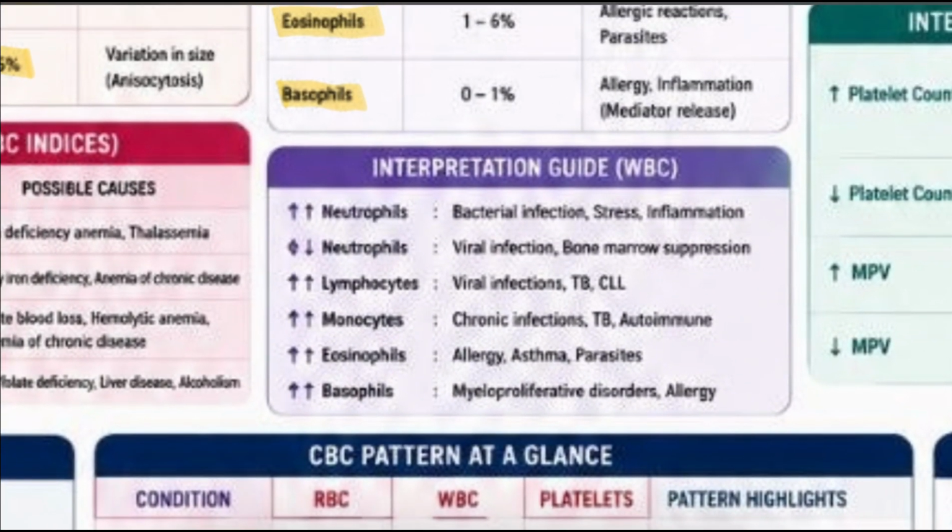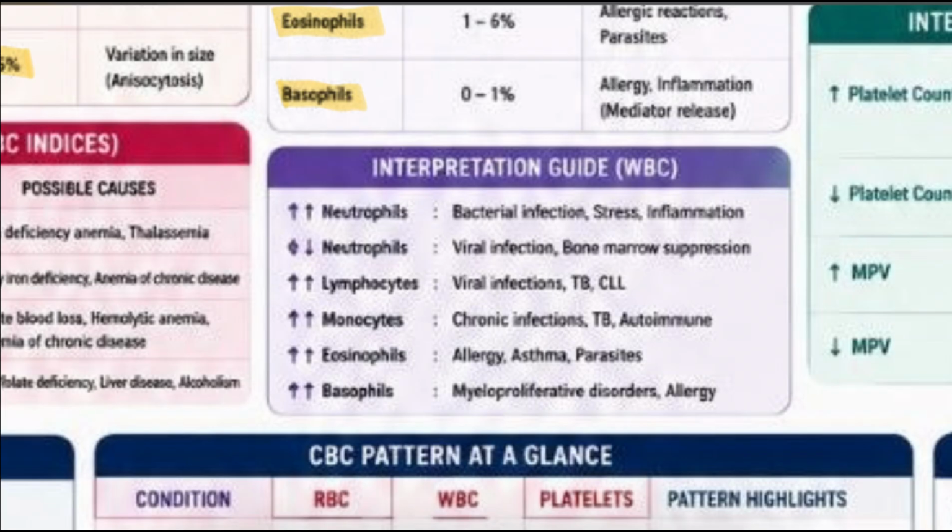So at last, I want to tell you some things. Whenever you are doing CBC interpretation, first we have to check hemoglobin, whether anemia is there or not. Then we have to correlate with the MCV value, whether it is microcytic, normocytic, or macrocytic. Then we have to check the WBC, if the patient has any infection, and the differential count for bacterial or viral. Then we have to check platelets for bleeding risk. Then we have to correlate clinically; never interpret only the CBC alone.